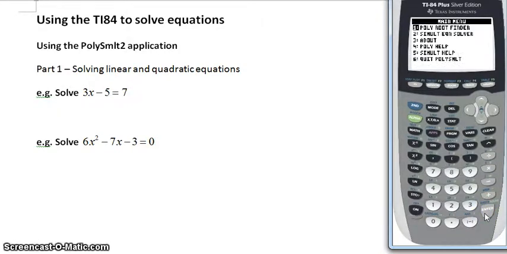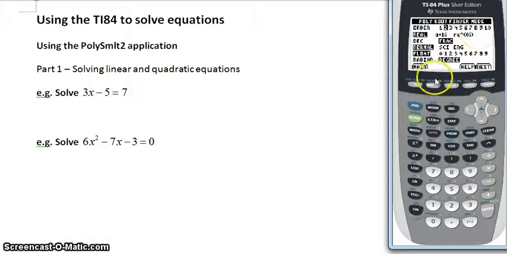Press enter again, and now you've got a thing called polyroot finder. A polyroot finder finds you the answers, the solutions to polynomials. When we press enter here, by default it's set with order 2. Order is just another way of saying the highest power. So at the moment your TI-84 will solve a power 2 equation. In our first example we want power 1, so take it back to 1 and then press enter. Everything else is fine, so don't worry about changing anything there.